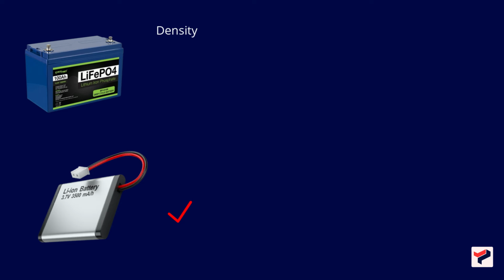Let's say you have two batteries of the same form factor or size. One is LiFePO4, the other is Li-ion. The Li-ion can hold more energy, close to twice that of the LiFePO4 due to its higher energy density. We will talk momentarily about battery form factors and shapes.